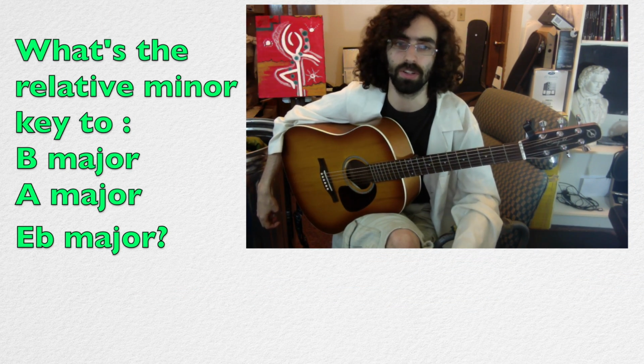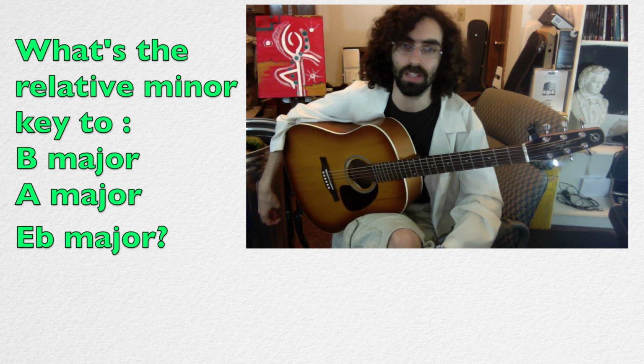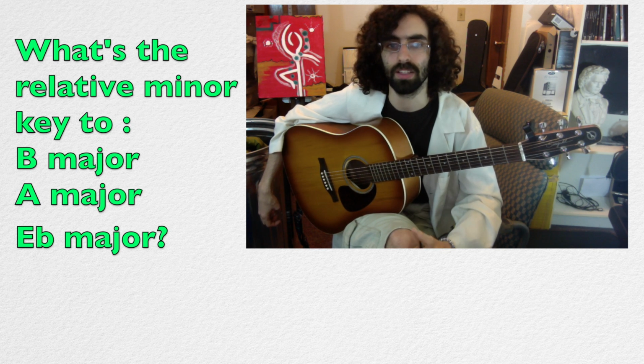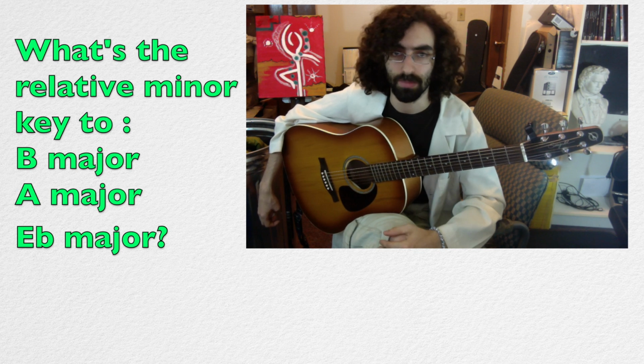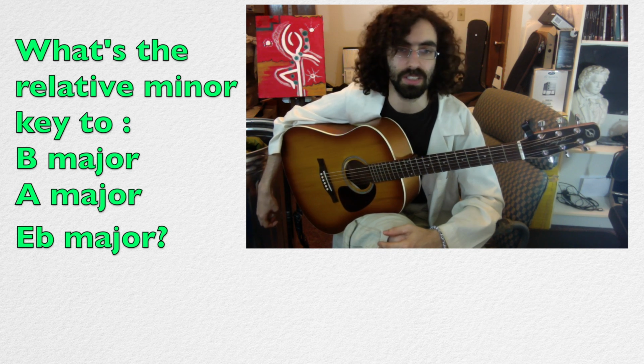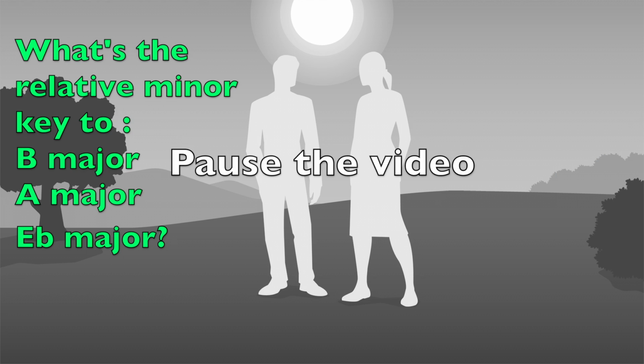So using this knowledge, what would be the relative minor for each of these major keys? B major, A major, and E flat major. So let's pause the video, see if you can figure out the relative minor of these major keys. They'll each have their own relative minor. Figure it out, and in just a second, we'll go over that.